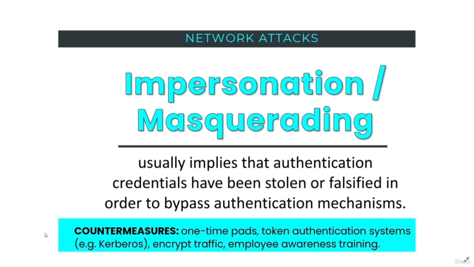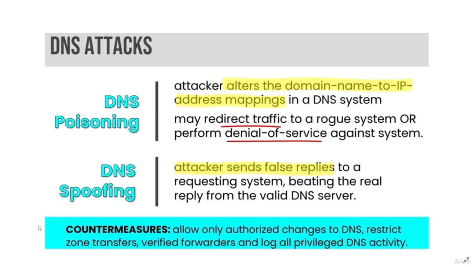Some countermeasures to stop this attack are one-time pads, token authentication systems, encrypting traffic, and employee awareness training. Some other types of network attacks are DNS attacks. DNS attacks include DNS poisoning and DNS spoofing.